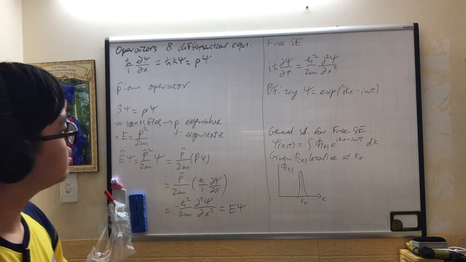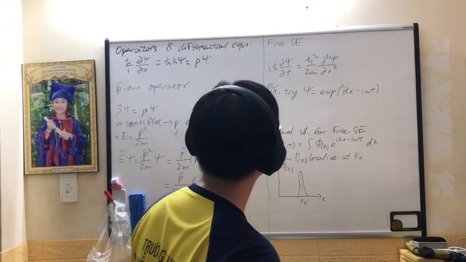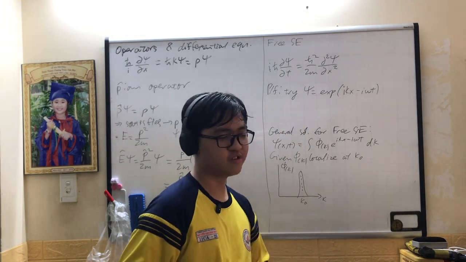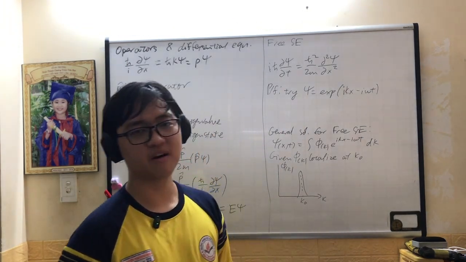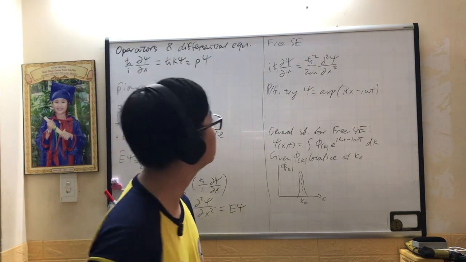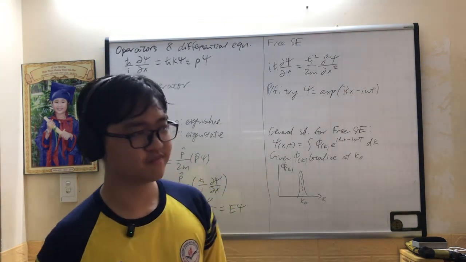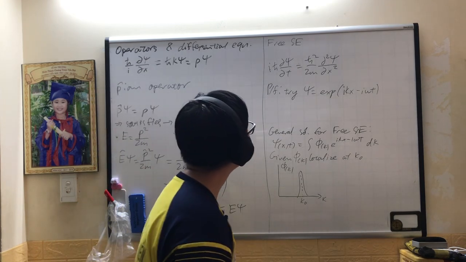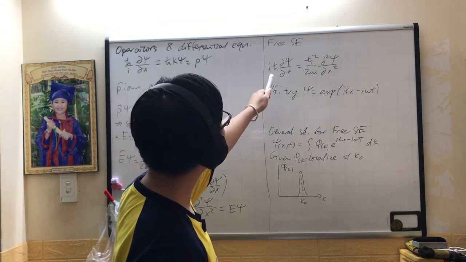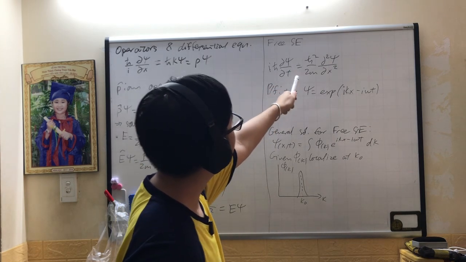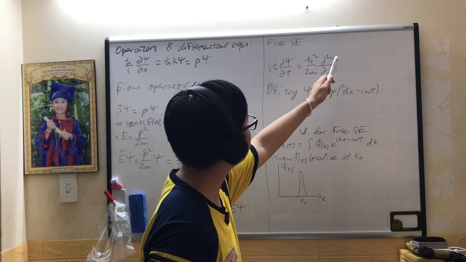So from this, we can take a look at the free Schrodinger equation. The free Schrodinger equation basically means that your particle is not in a potential of sorts. It's free, so nothing pulling it out or pushing it up. And it would take a form like this, the time dependence, and this is the energy part.